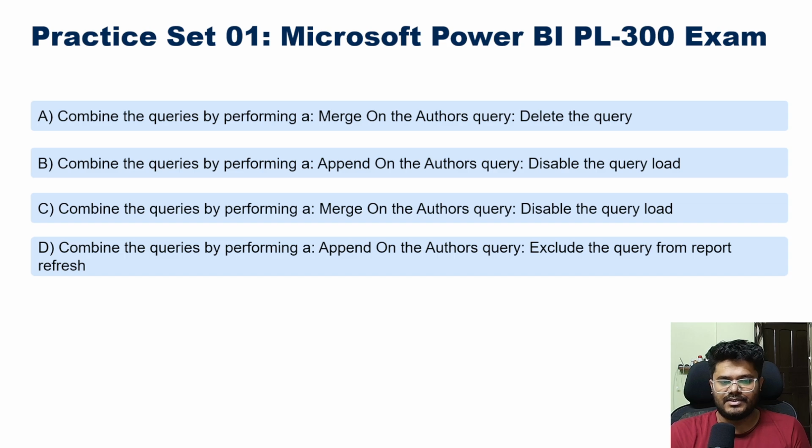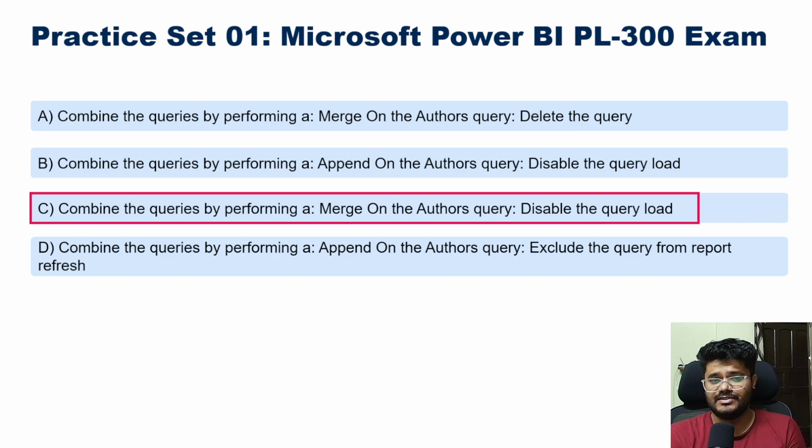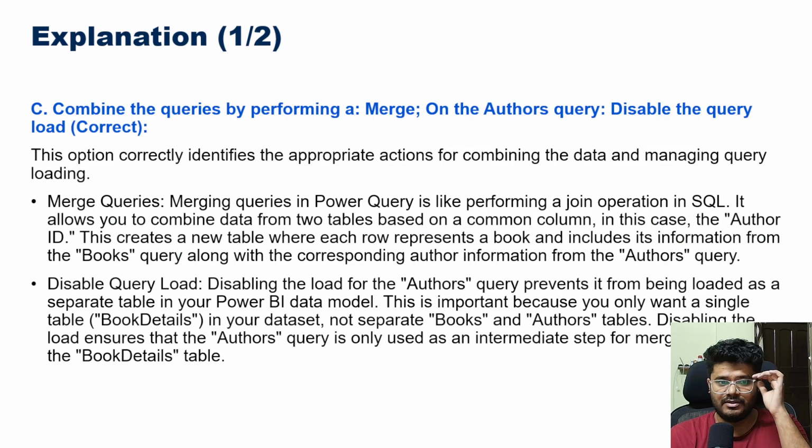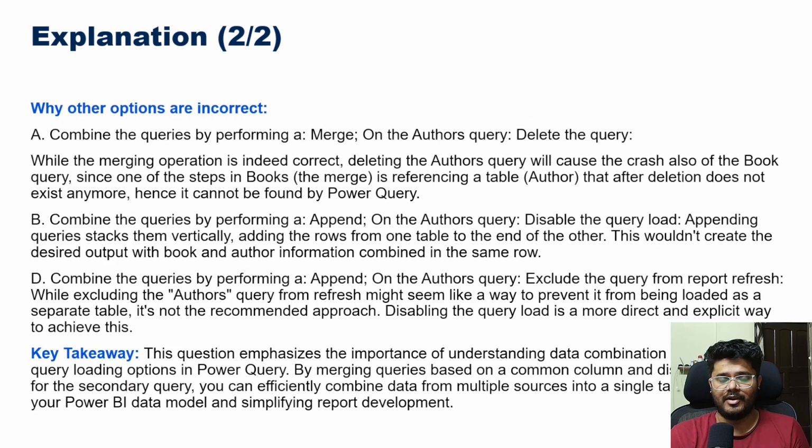So yeah, let's see what the solution is. It is option C, which is combining the two queries by performing a merge and disabling the query load. Let's look at the explanation. You can go through this slide, pause the video here, and see the explanation so you are able to understand each and every step. And in this slide you can also pause, and you will see why all other options, A, B, and D, are not the correct ones, and what the key takeaway is. You can take a look at these two slides by pausing the video at the respective time. I will also provide them in the timestamps. So yeah, this is the explanation provided.